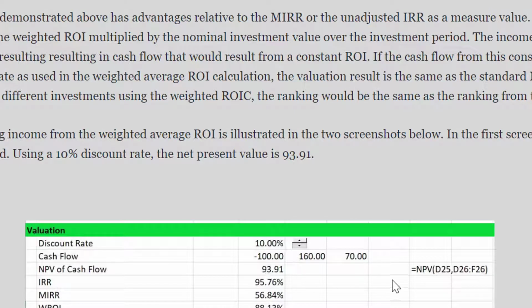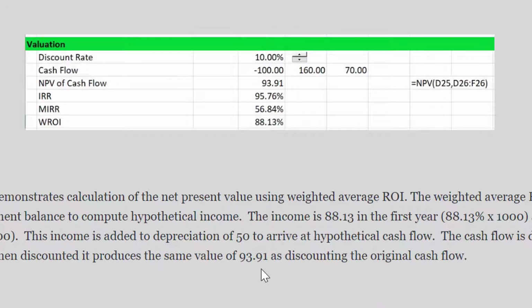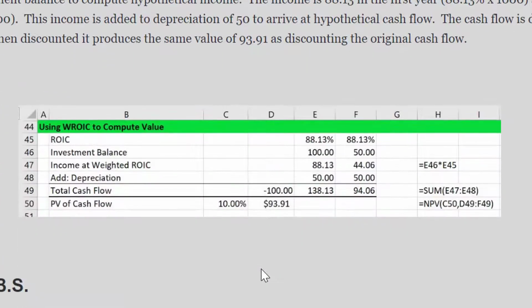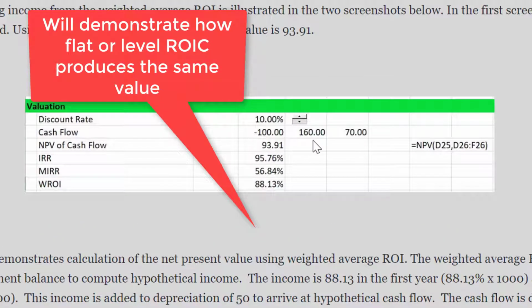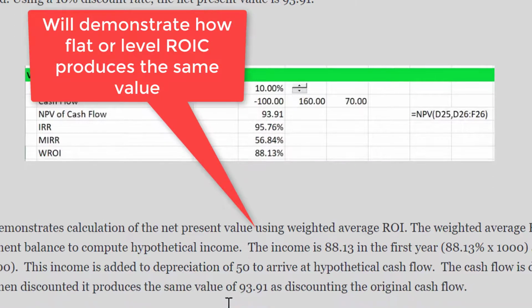It's just taking the NPV of all these numbers. I didn't put the dollar signs and the 1s. Sorry about that, and I'm not going to change it. And we have our same IRR, MIRR, and now I put the WROIC here as our three kind of statistics. And I'm going to show you how you can get this same NPV of cash flow, how the weighted return produces that value in kind of a different way. Now, I hope you remember that this had minus 100, positive 160, positive 70.